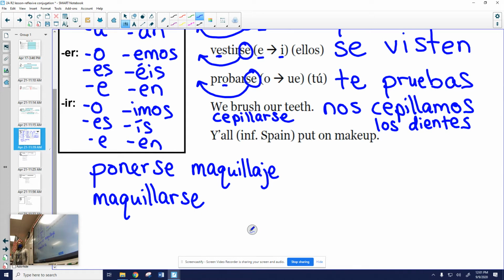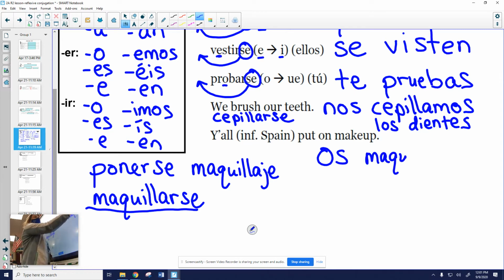If we're using the informal in Spain, y'all, which reflexive pronoun do we use? Me, te, se, nos, os, or se? Os, excelente. Os. Let's use this one. Maqui. It's an AR verb, so in the vosotros form, we'll use áis. Os maquilláis.